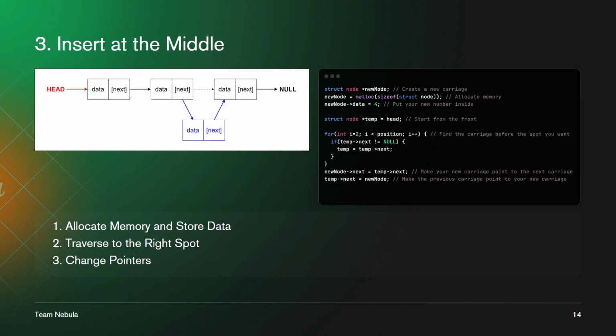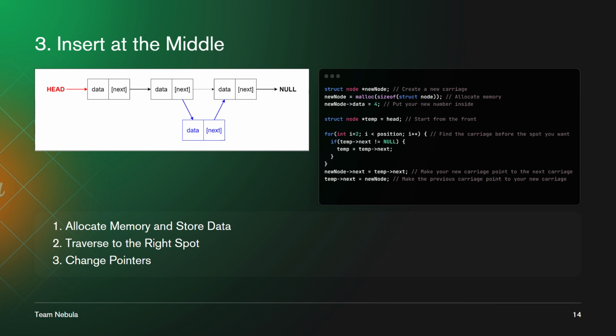Let's understand how to insert a new element in the middle of a linked list. Imagine you have a sequence of numbers and you want to slide in a new number right between two existing ones. Here is the process explained step by step. Step 1, allocate memory and store data. Just like before, you create a new carriage or node for your number. Then you put the new number inside the carriage.